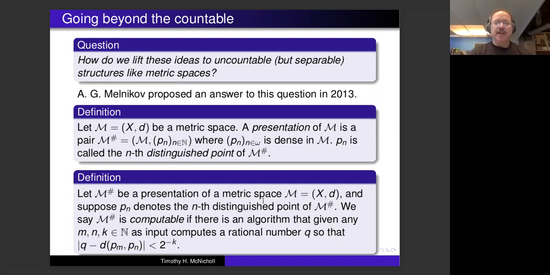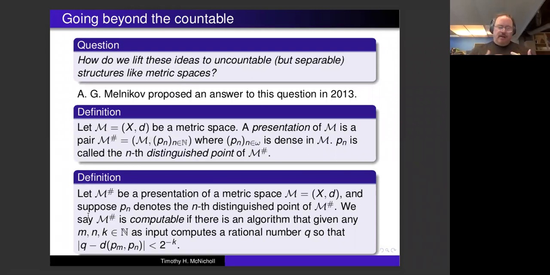Now what does that mean? Because after all, if I take the distance between two distinguished points, I may not get a rational number. I may get an irrational number, may even get a transcendental number. So what does it mean to take in two distinguished points and output the distance? Well, we think about it in terms of approximations. Namely, there's an algorithm that given any three numbers m, n, and k as input, will compute a rational number q so that q is within 2 to the minus k of the distance from p_m to p_n. Another way to phrase this: we can compute the distance from p_m to p_n with arbitrarily good precision.